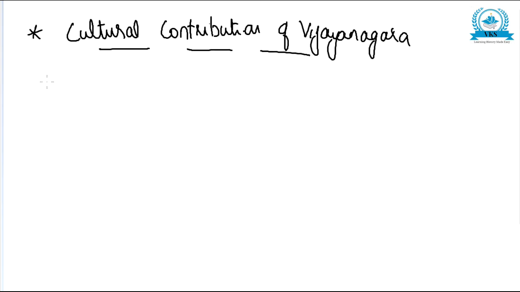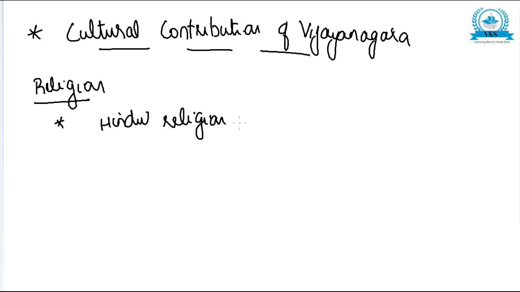Regarding the cultural contribution, let us start with the contribution in the field of religion. The Vijayanagara Empire contributed in different fields such as religion, art and architecture, literature, etc. So first let us see about the contribution in the field of religion. The Vijayanagara Empire protected Hindu religion and culture from the invaders. So the main thing was they protected Hindu religion from the invaders.